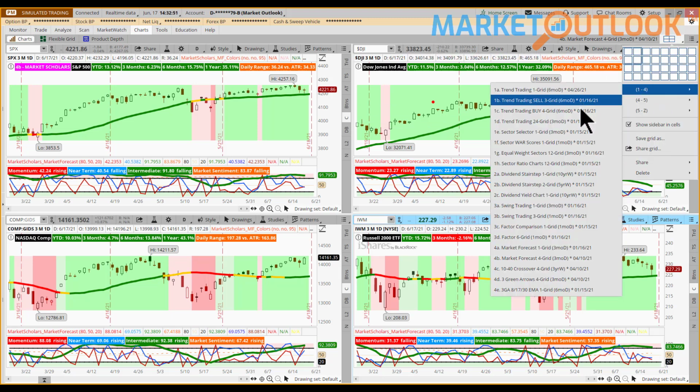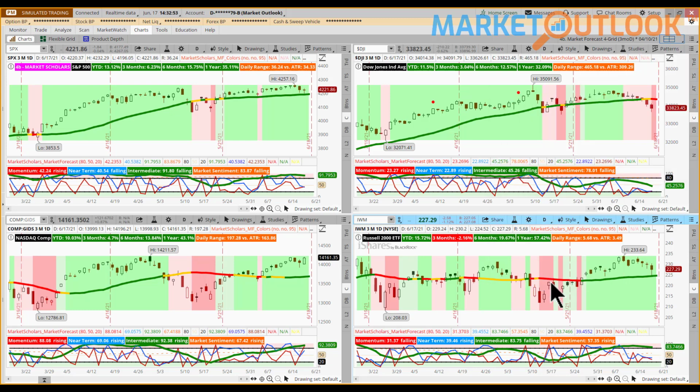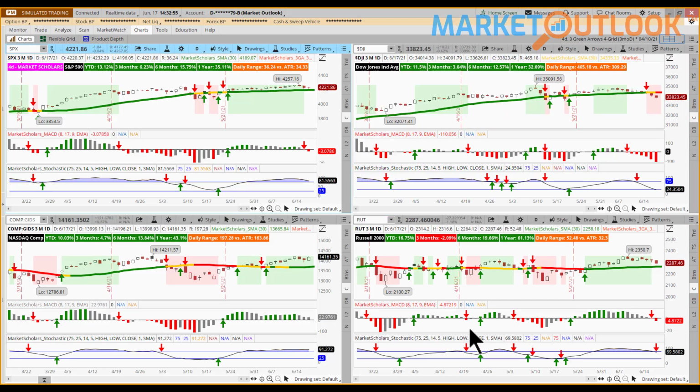Let's now take a look at our 3 green arrows setup here. And from that perspective, we only have one index left with a 3 green arrows setup, and that is the NASDAQ Composite in our lower left-hand corner. You can see the background color of this chart is that light green color.